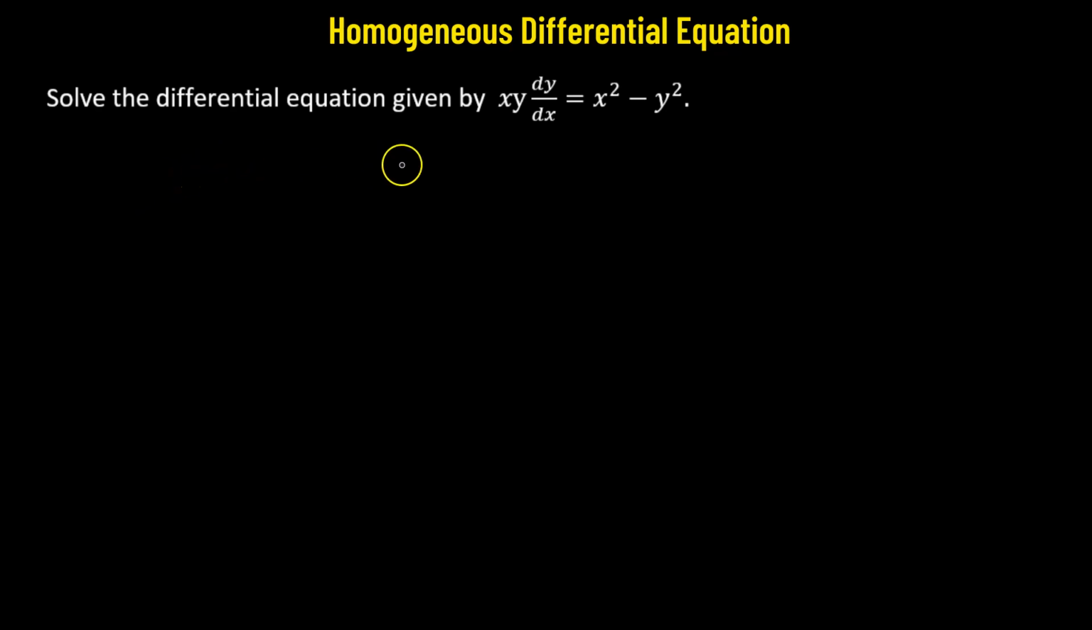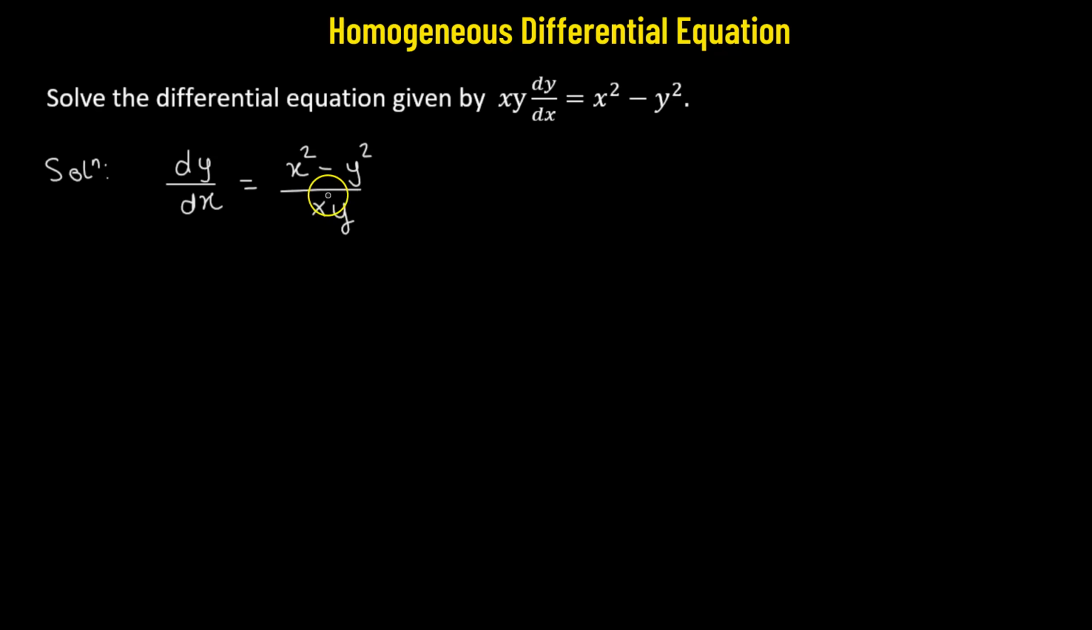We need to solve the differential equation given by xy times the derivative of y with respect to x equals x squared minus y squared. Let us begin by rewriting this differential equation as dy/dx equals x squared minus y squared divided by xy.